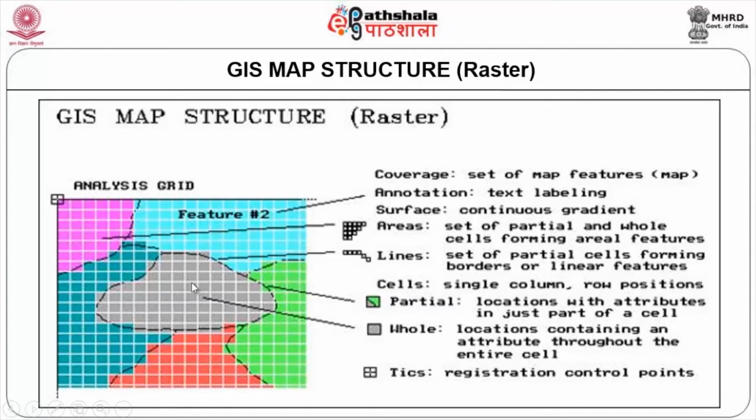Obviously, when you come to the tick, it is the same thing as in the case of your vector data, where this will be the control point, and again that will be a kind of cell, it cannot be point data.